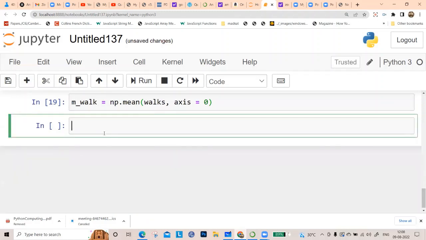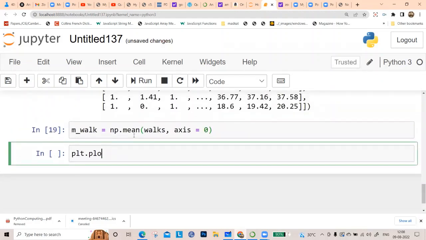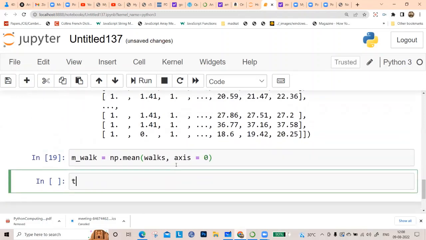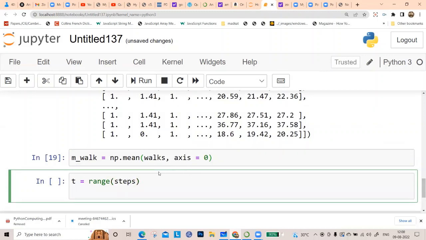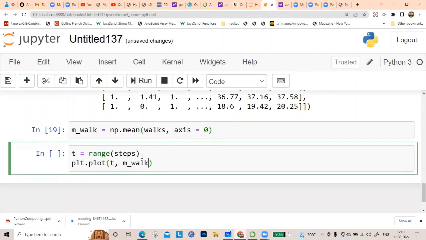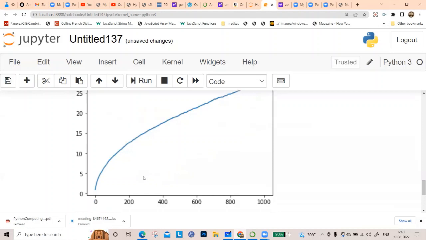Okay, now I can plot with plt.plot. Before that, I want to create the time array, because time is here the steps. So I can write t equal to range of steps. And I want to plot plt.plot t versus m walk. So let me see that.